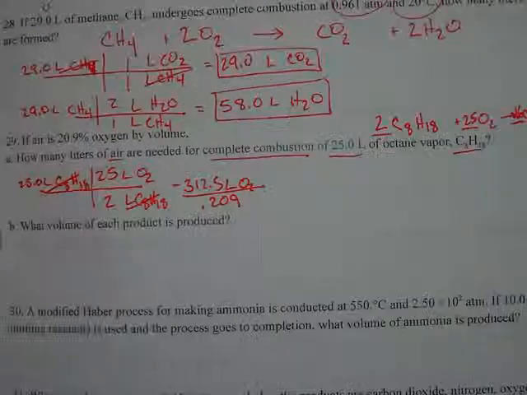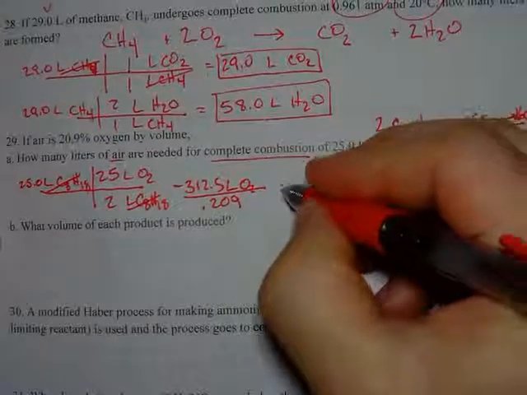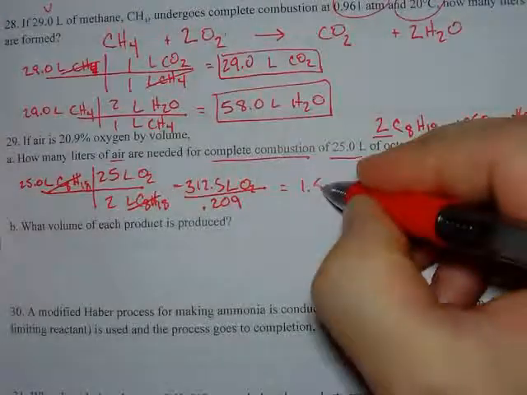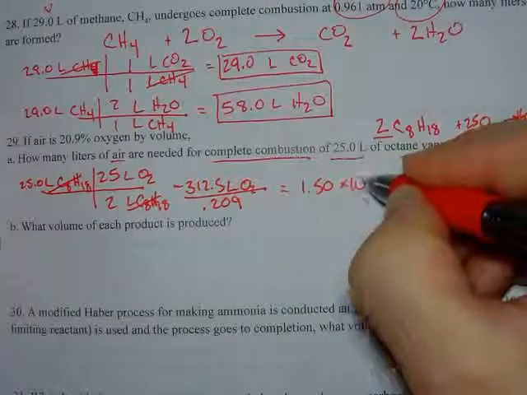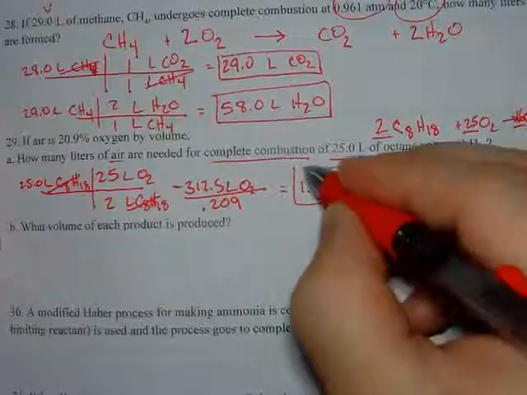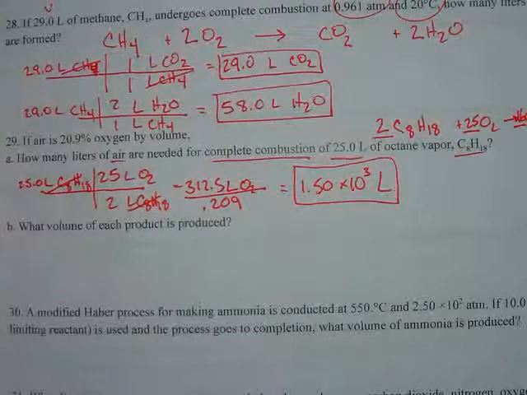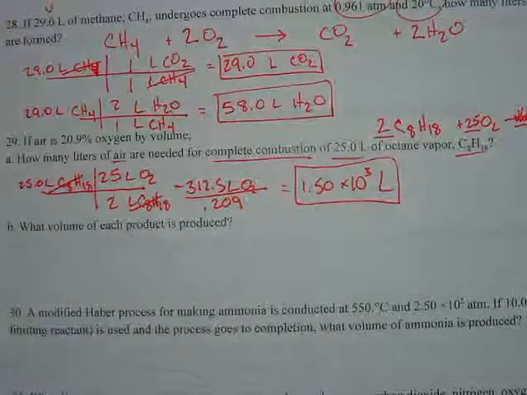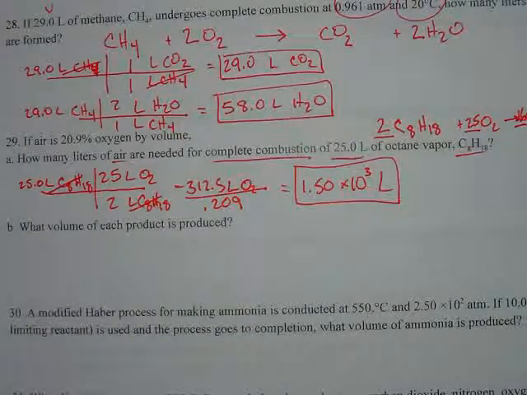So the way I can accomplish that is by writing 1.50 times 10 to the third liters. All right, put that into scientific notation. I get to include the number of sig figs that I want, right? Or I guess I should, and still show the correct value.